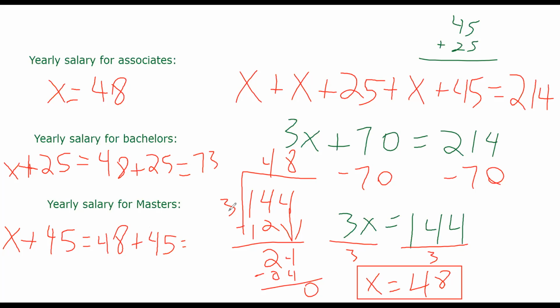Finally, we're going to get the master's degree. So it'd be 93, yeah. Which means that someone with a master's will make $93,000 per year on average, which is $20,000 more than just a bachelor's degree. And it's $45,000 more than an associate.